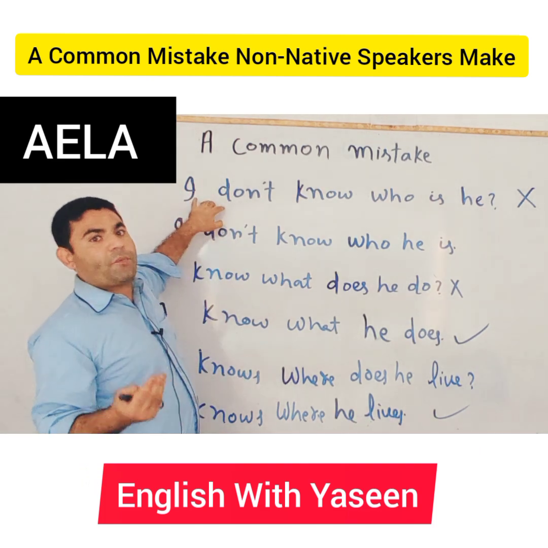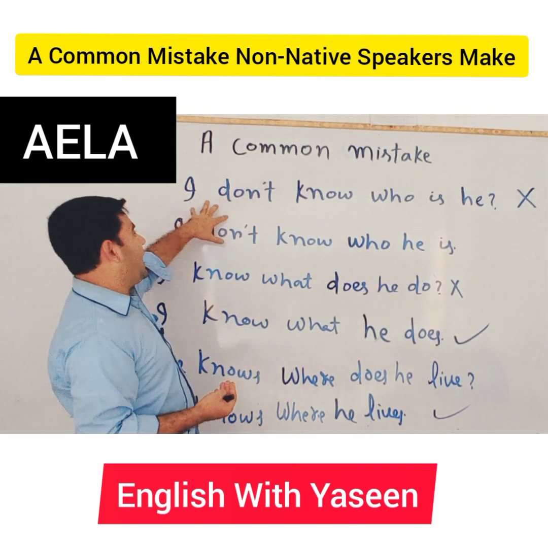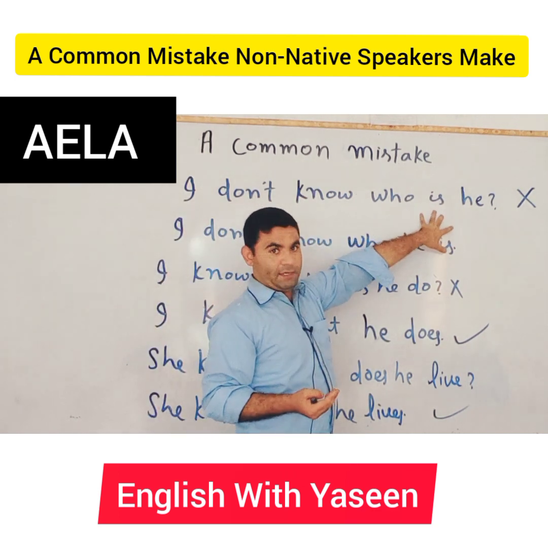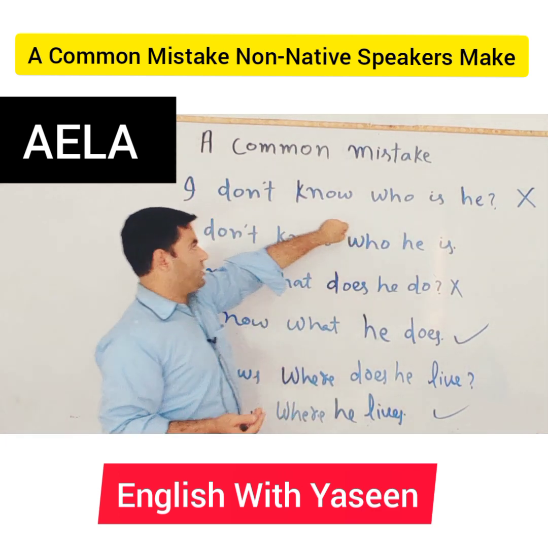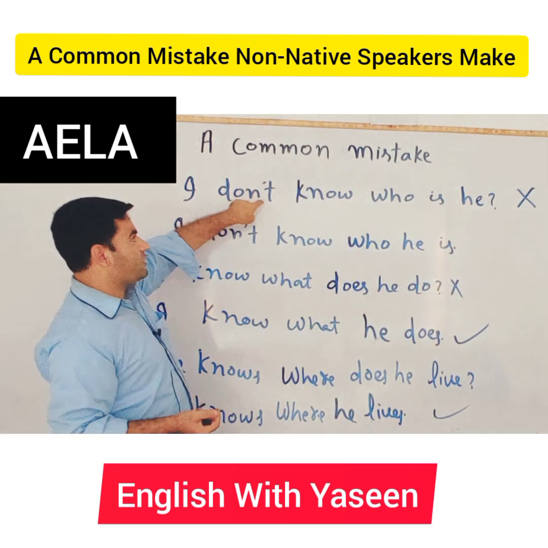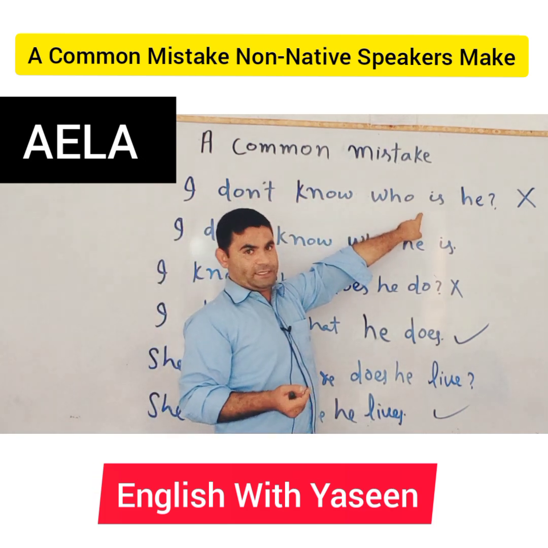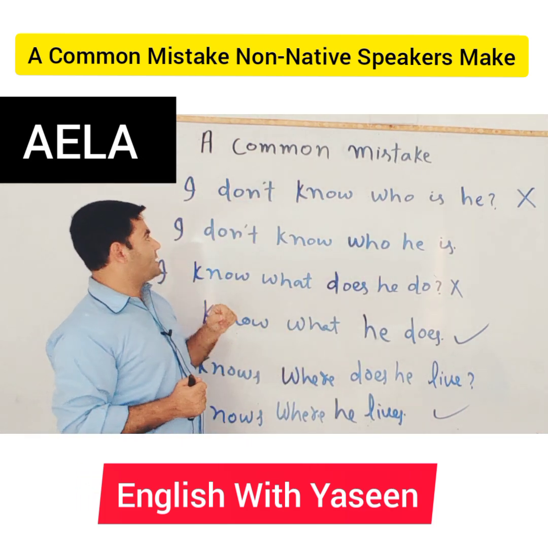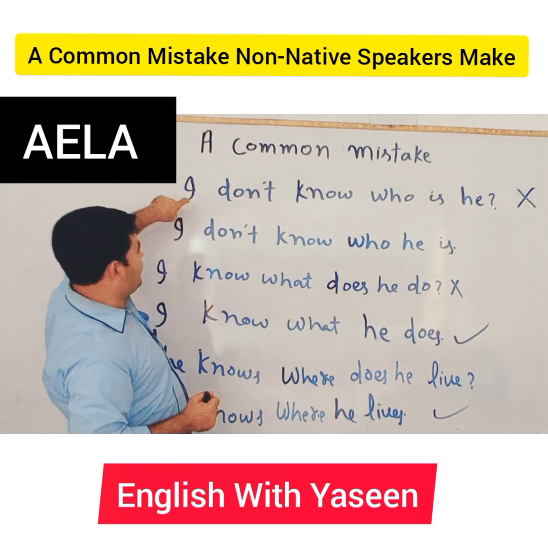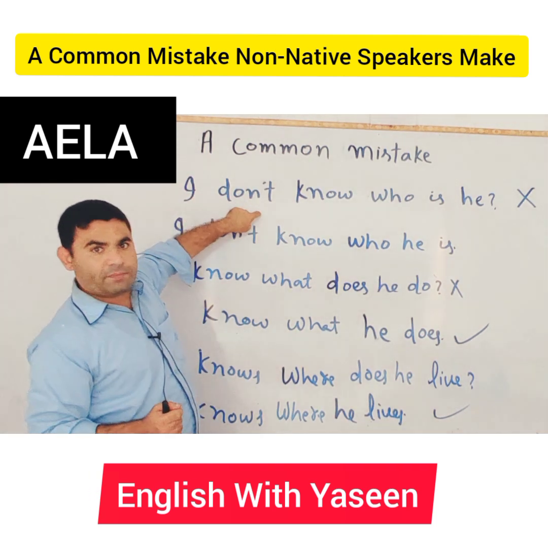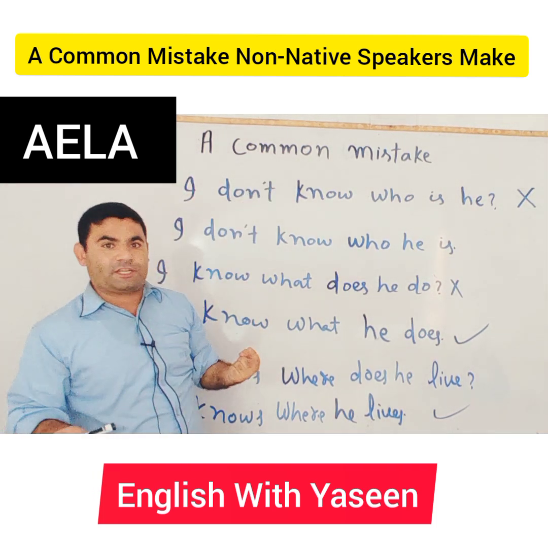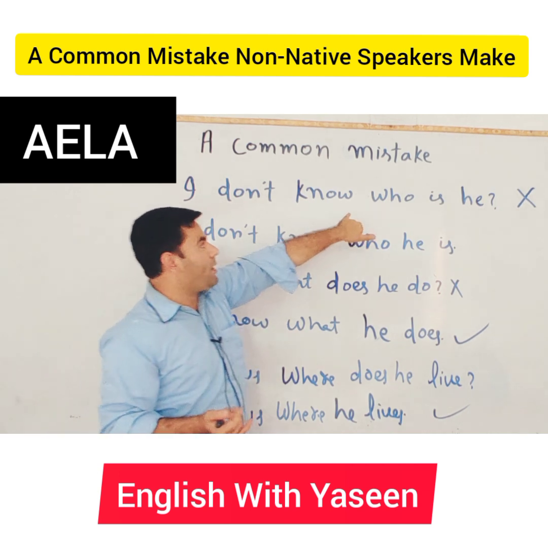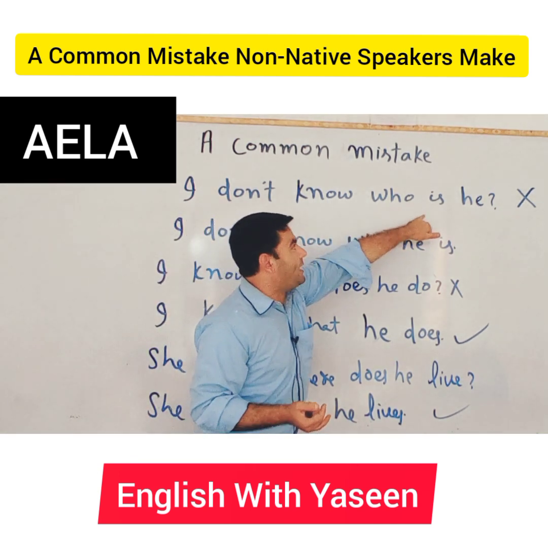I have heard so many non-native speakers say, "I don't know who is he." Now look at this structure: "I don't know who is he." That's a wrong sentence. How is it a wrong sentence? Because if you look at the sentence, "I don't know" is a statement. And a statement is always positive. So when you use this structure, "who is he?"